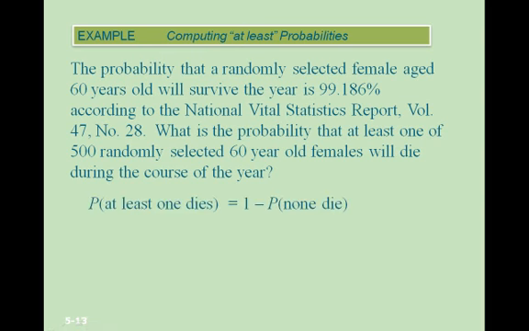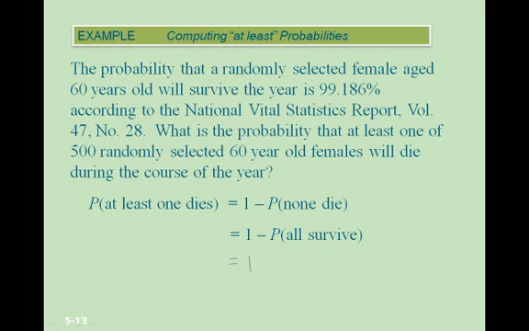So the probability that at least one dies will be equal to 1 minus the probability that none will die. Remember that this utilizes our complement rule from the last section. So another way of saying that none will die would be to say that all of them survive. So 1 minus the probability that all survive is the same thing as saying 1 minus the probability that none of them die.